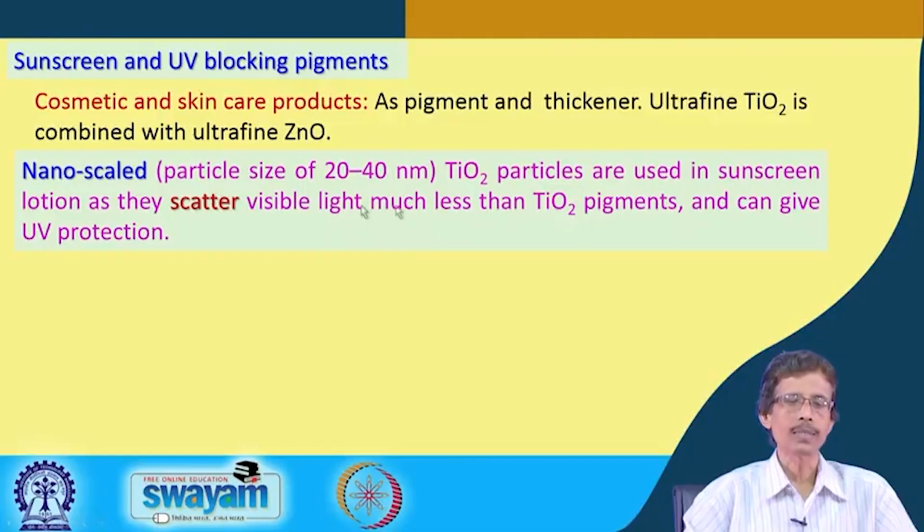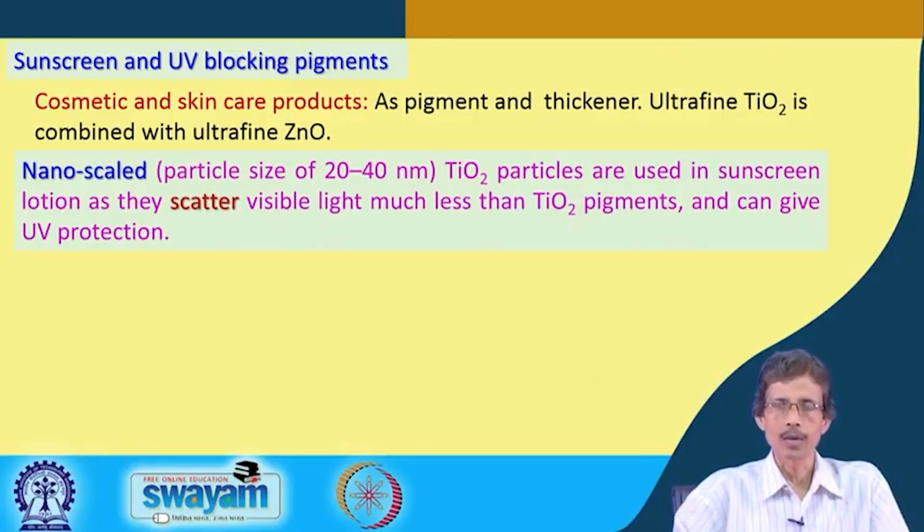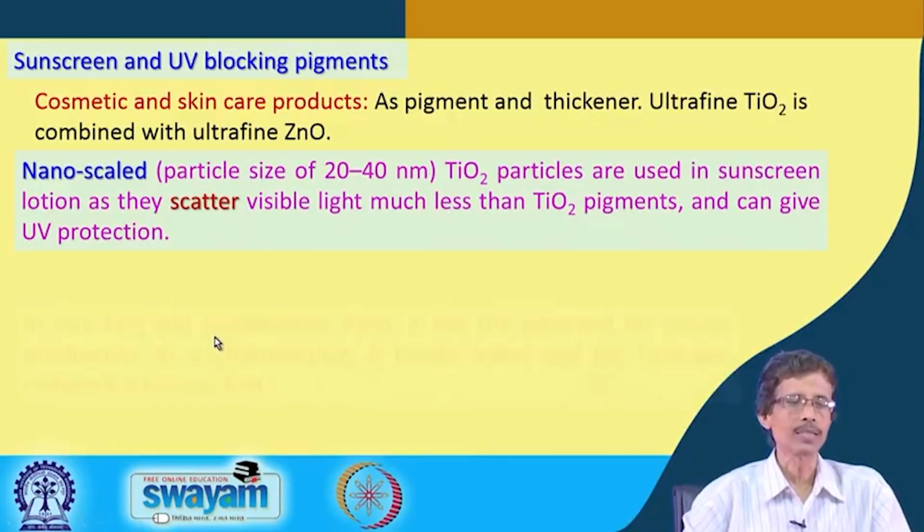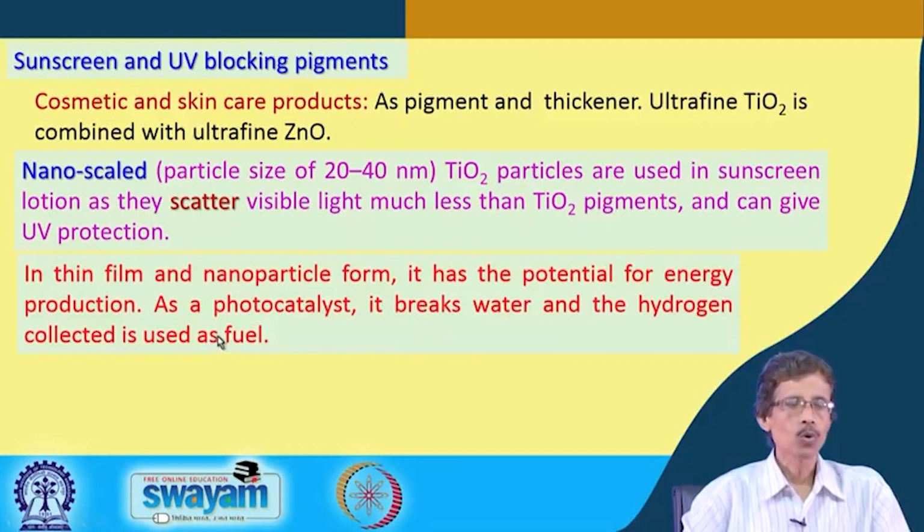Visible light is scattered much less than with your titanium dioxide pigment, because the titanium dioxide pigment scatters visible light more, which is why it has the opacity and the white coloration. But in the case of a smaller particle size, it can basically scatter the UV light also, so it can function as a UV protection material. So, in a thin film form and nanoparticle form, that means a very thin layer in a lotion, or the particles are very small. So, we do not have a very thick layer, only a thin layer.